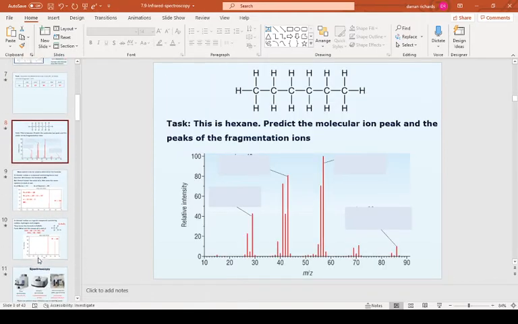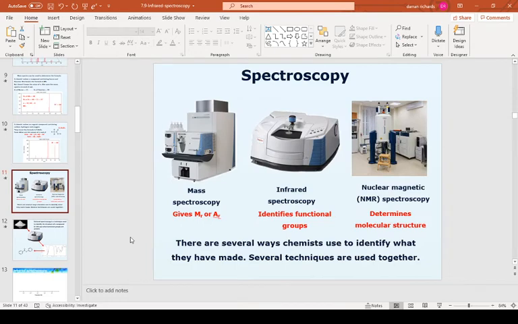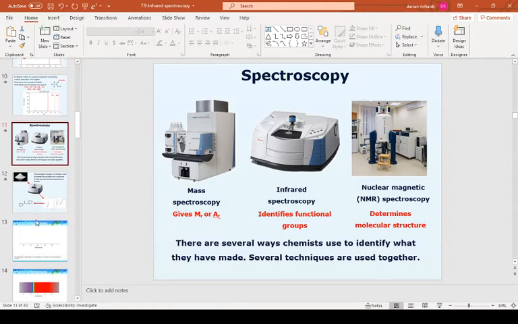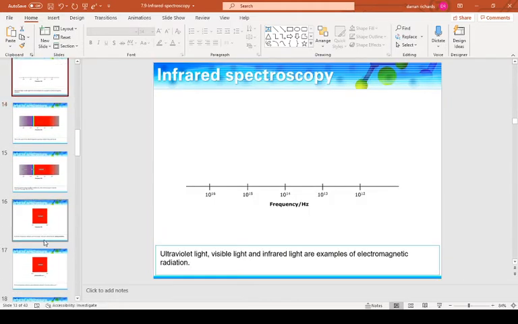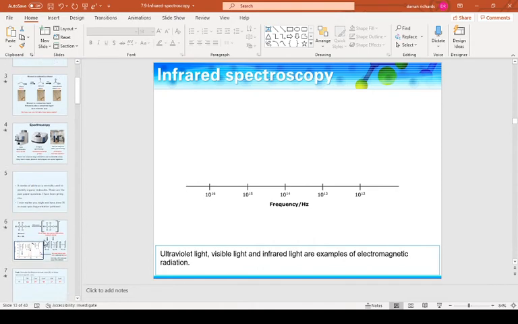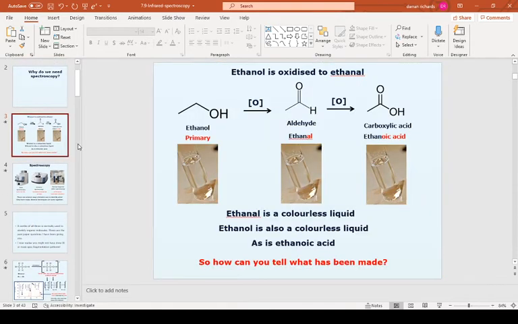Then, I want us to quickly look at infrared spectroscopy. Infrared spectroscopy is used to identify unknowns. Now, what I've shown here is, if we had ethanol, you can oxidize ethanol to become an aldehyde, which would be ethanal, and then if you oxidize that further, it becomes ethanoic acid. But each and every one of them are colorless liquids. So how can you tell the difference between them?